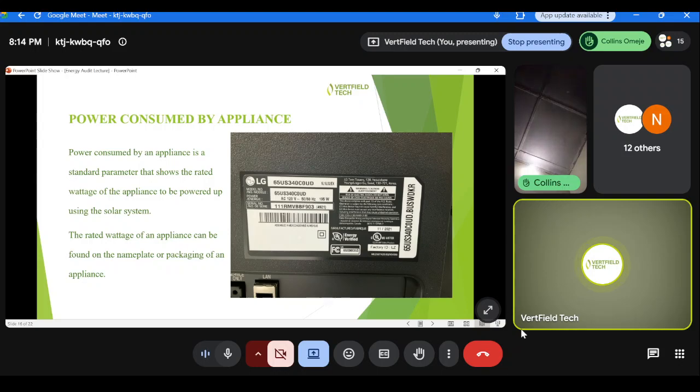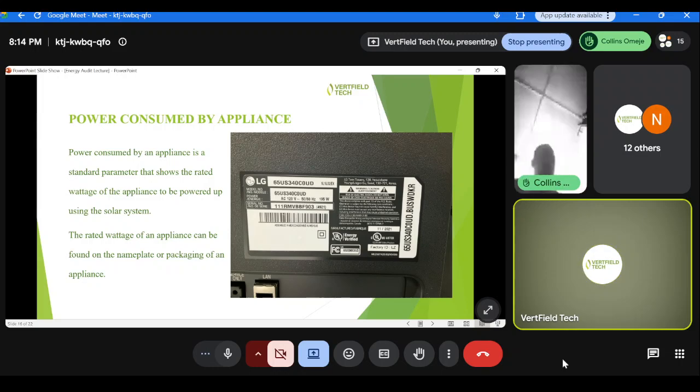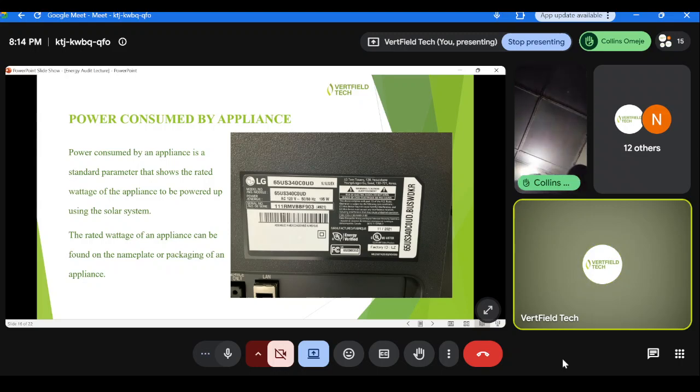We have the one we call the power consumed by the appliance. This tells you the rated wattages of each and every appliance that is to be powered up using the solar system. So how do you know the rated wattages? It is always gotten from the nameplate, which means the packaging or the body of your appliance. It is always written there. So you can get this information from the nameplate of each and every appliance.